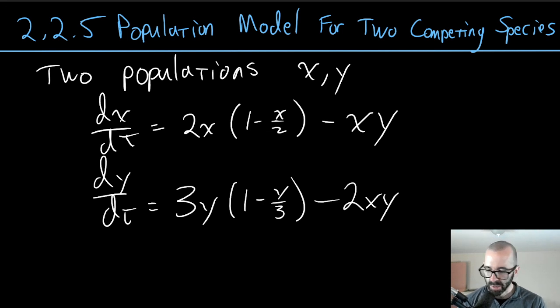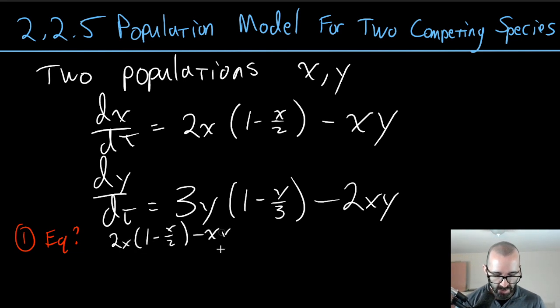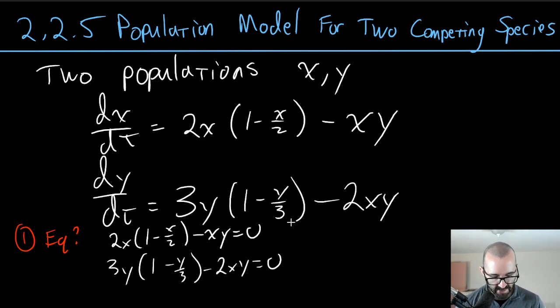So where are the equilibrium points? Well, remember, equilibrium points are going to be the vector values that cause both rates of change to be 0. So we're going to say, well, when is 2x times (1 minus x over 2) minus x times y equal to 0? And when is 3y times (1 minus y over 3) minus 2xy equal to 0? And okay, we have to solve that.